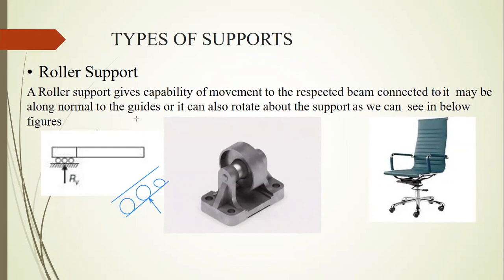Okay, so if you apply the load here, the beam is going to rotate and get deflected in this direction. So the roller support will always give the reaction in the vertical direction. Okay, next one is the hinged support.